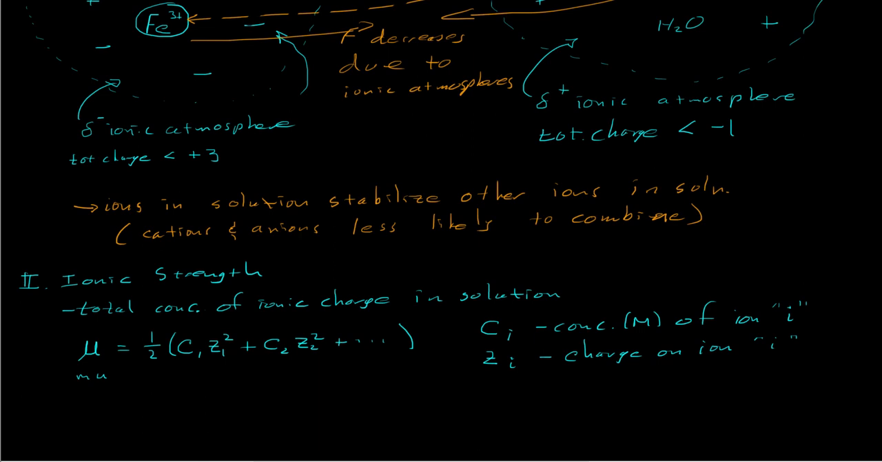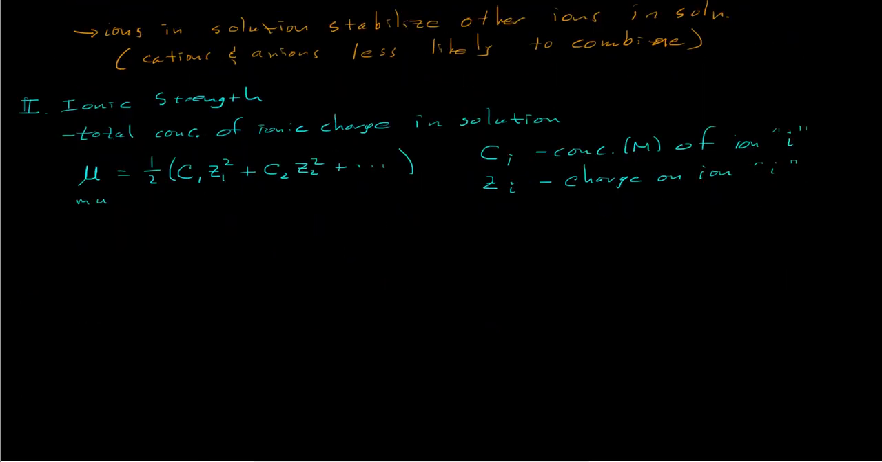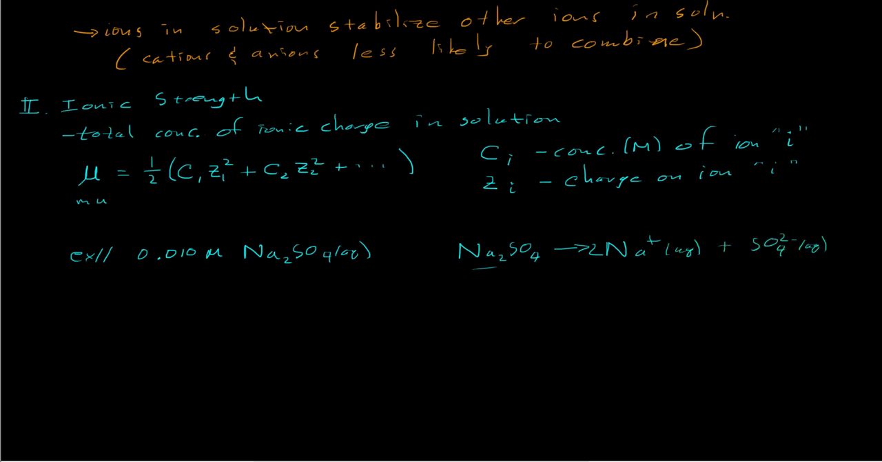So let's just do a quick example of using this equation to calculate the ionic strength in a solution. In this example, let's imagine that we have a 0.010 molar sodium sulfate solution. We know that sodium sulfate, when you dissolve it in water, is a soluble ionic compound because all group 1 metals form soluble ionic compounds. And so we predict it's going to completely dissociate into ions to give us 2 moles of sodium cations and 1 mole of sulfate. So we want to calculate each of these things.